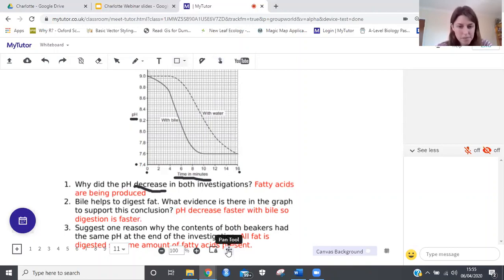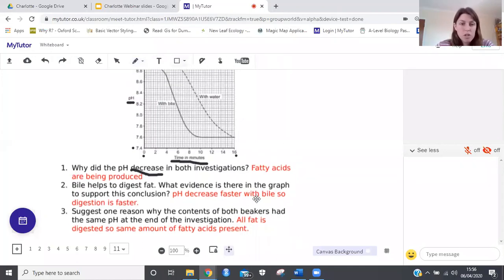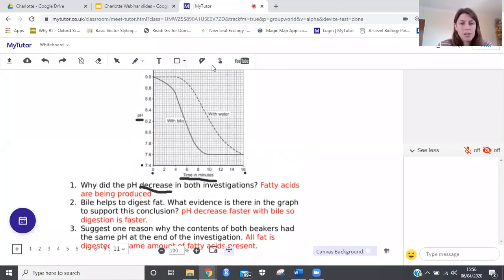And finally, suggest one reason why the contents of both beakers had the same pH at the end of the investigation. And it's true, if you look at the graph, you can see that although with bile the line goes down faster, they both hit that lowest pH of 7.6, which is about neutral. But with bile, that's hit at about 9 minutes, whereas with water, it takes the full 16 minutes to get there.